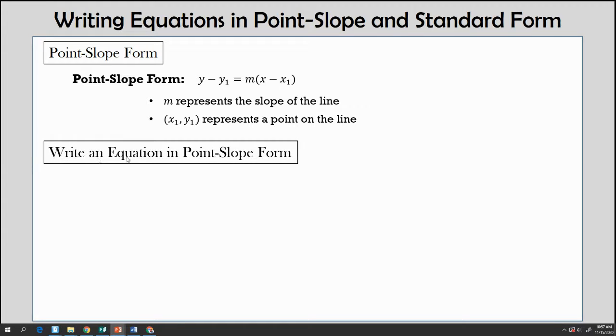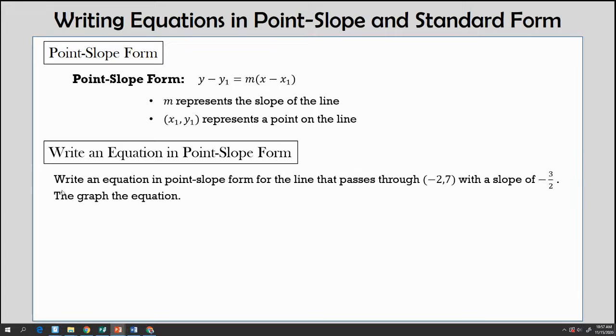All right, let's say we're asked to write an equation in point slope form. It's a line that passes through the point negative 2, 7 and has a slope of negative 3 over 2, or negative 3 halves, and then we're going to graph it. Well, first of all, I always start by writing down the general formula. And I know in this point slope form, I need two things. I need the slope, which we have, negative 3 over 2. And I need a point the line passes through, which we have, which is negative 2, 7.